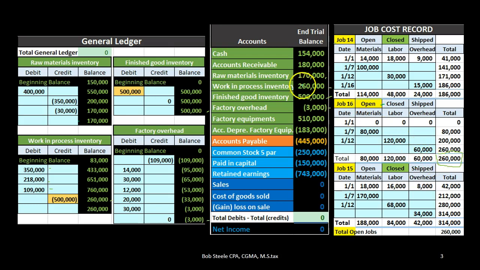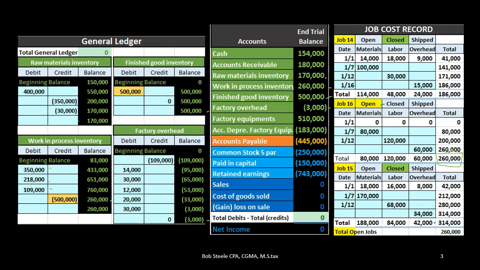That amount is being shown here in the work in process account on the trial balance, as well as the work in process account on the general ledger. That's going to be the concept of the job cost system. Notice that the other jobs, the closed jobs, are not the same amounts. So that's going to be because the jobs are not going to be the same amount.